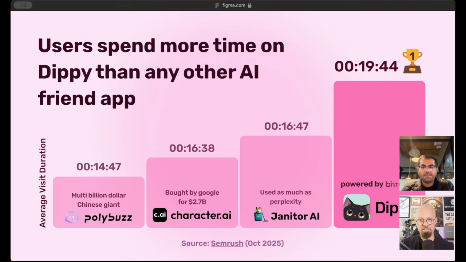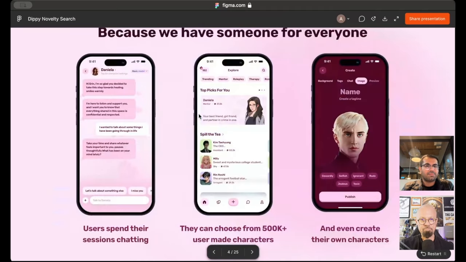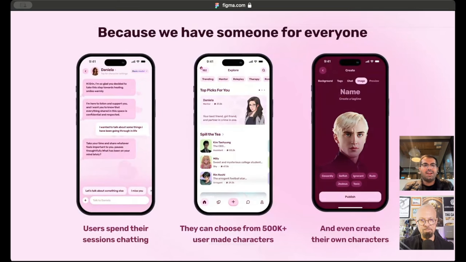Okay. Very interesting. And so this is what the app looks like. I guess you're familiar with it at this point. But users typically spend their sessions chatting. We now have over 750K user-generated characters. This number is a bit outdated, but this is a big misconception I wanted to clear up: a lot of people assume all these characters are made by Dippy as a company. But all the characters on the app are user-generated.